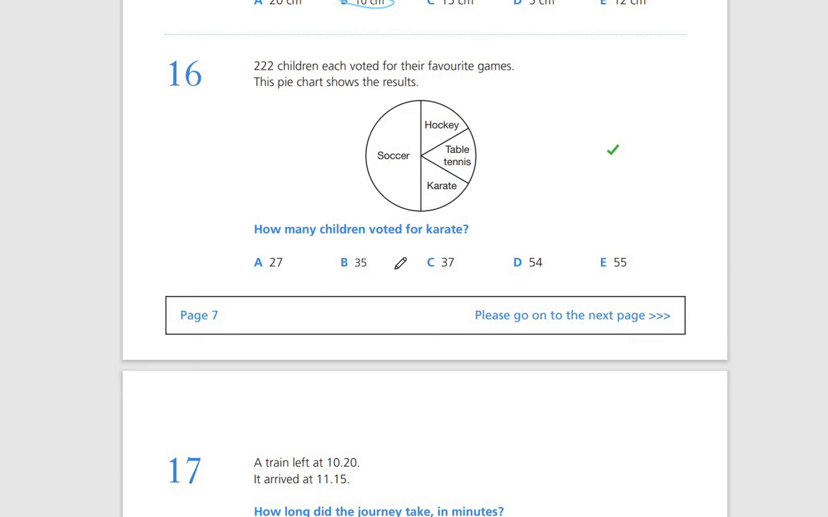220 children voted for their favourite games. This pie chart shows the result. Soccer, karate. How many children voted for karate? 500. No, I just beat it. Because I do karate. At the same time, I also do soccer.